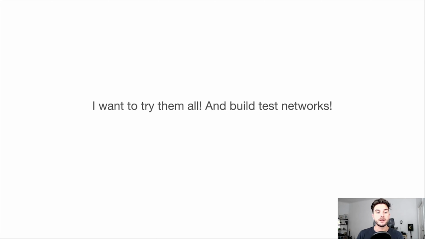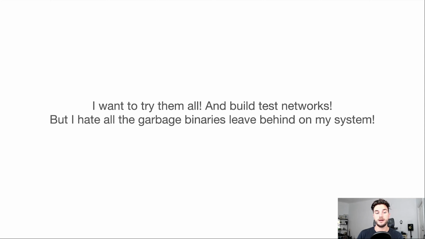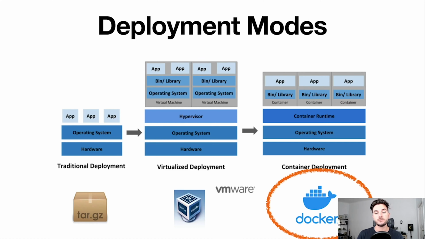Okay, if we want to try out all the clients and we want to build test networks and test scenarios, and we hate the garbage that these binaries leave behind on our systems, and we might want to change the machines or the operating systems in the process, I would recommend always to go for Docker. Most of the clients available have Docker images. You can find them on Docker Hub.